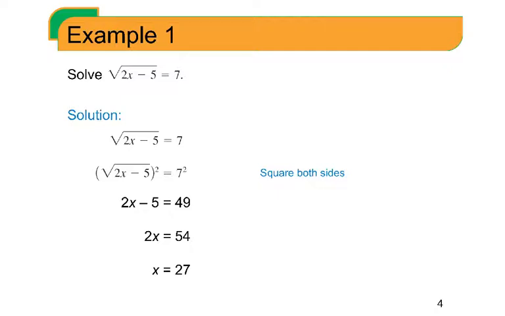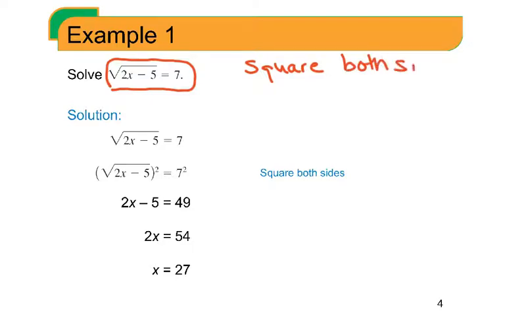Well, let's look at this example 1. We want to solve an equation involving a square root. So what we're going to do is square both sides, because why? That gets rid of the square root signs. So square both sides. It says it right there. So what happens when you square a square root? Basically, that radical sign goes away. So we're just left with 2x minus 5 on one side and 49.